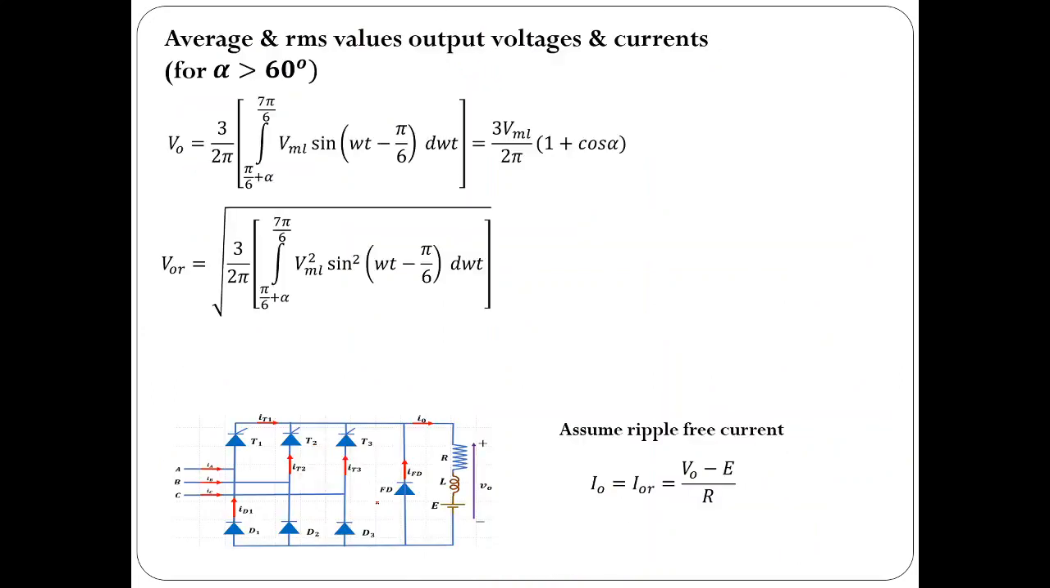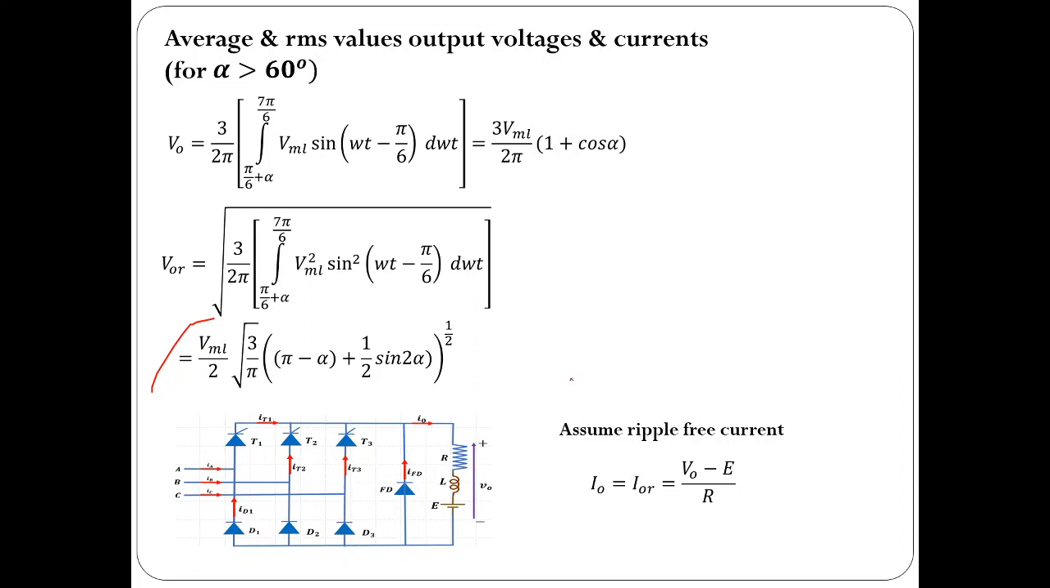Coming to the RMS value and average value, you can find them using this formula for alpha greater than 60 degrees. Once again, you have to find the area under the curve and take its mean value. You get a similar formula, 3 VML by 2 pi into (1 plus cos alpha), where VML is the peak value of the line to line voltage and alpha is the firing angle. Similarly, the RMS value is equal to VML by 2 into the square root of (3 upon pi into (pi minus alpha plus 1 upon 2 sin 2 alpha)). That way one can find the RMS value.